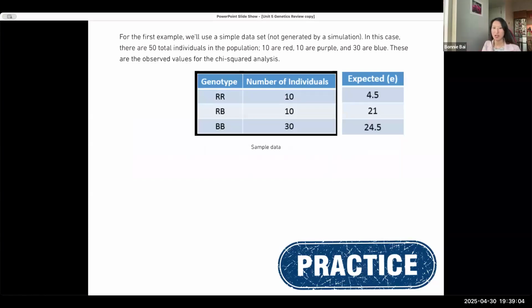Packet, it follows along with the same exact questions. So we can do those questions that we didn't do in class as well. So this one has our expected versus our observed numbers.